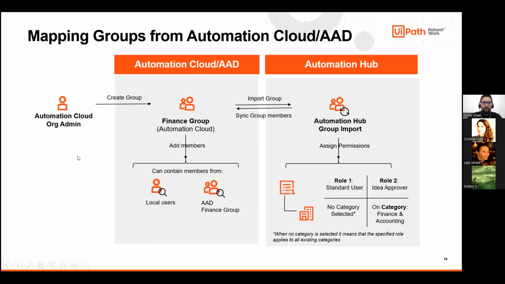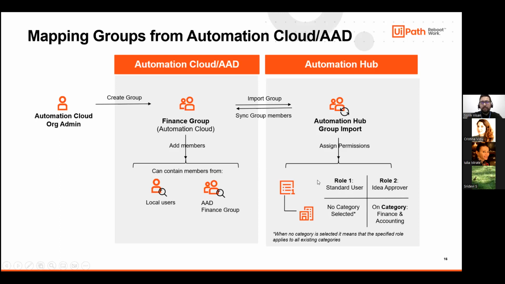To make this even clearer, we have an example here where the group that you're creating is called finance. We create a finance group in Automation Cloud, and add members from local users or from AAD, for example. You can add the finance group directly. And afterwards, you import the group in Automation Hub. That means that you'll be able to associate it with different roles and different categories. So let's say you want to have the finance group associated with the standard user role on no category selected, which means that it's basically on all categories.